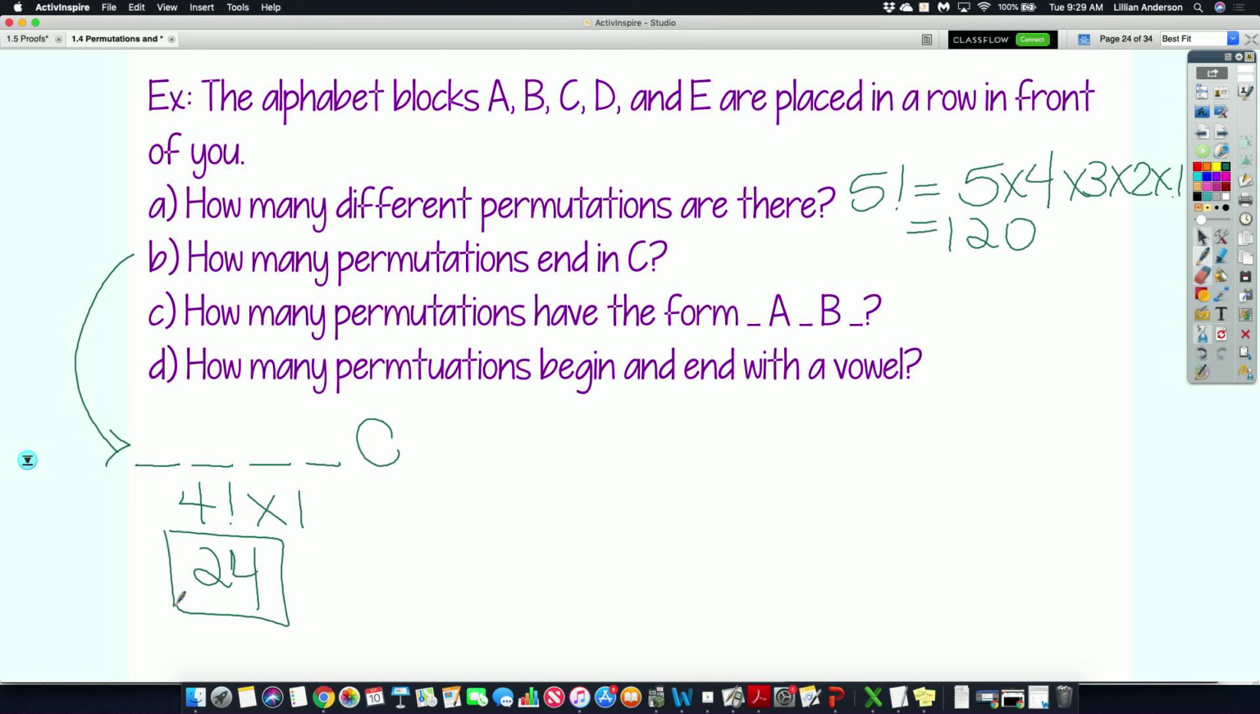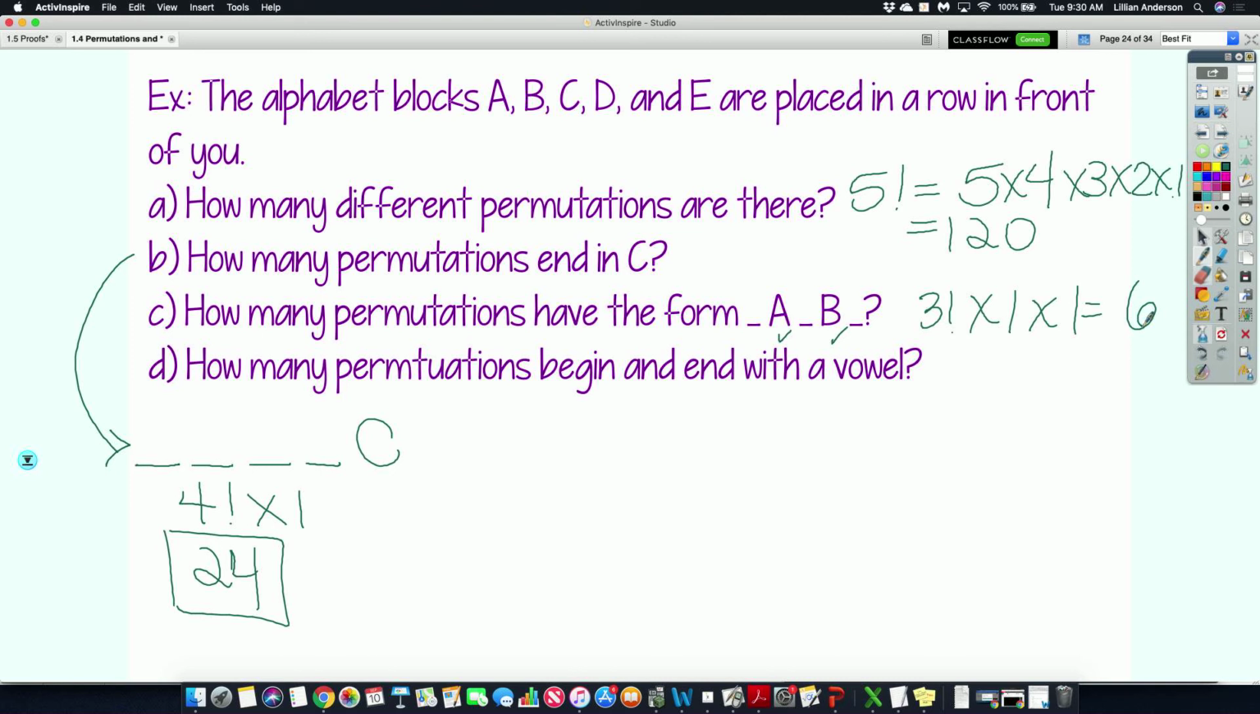What about this one? How many permutations have to form block, then A, another block, then B, and then your last block? Say again? 6. Because no matter what, these are staying where they are. But the other 3 blanks can be any of the 3 blocks. So that's 3 factorial times 1 essentially, which you don't have to put, but we are taking into consideration this first one represents the A block and that second one represents the B block. So how many again? 6.